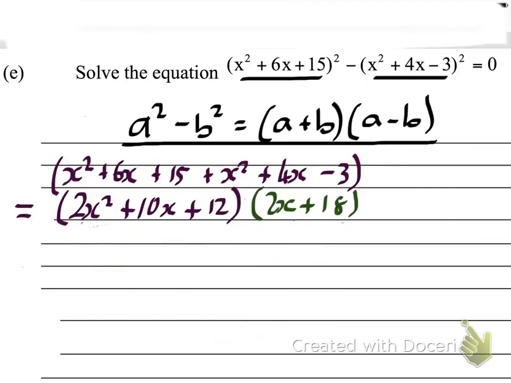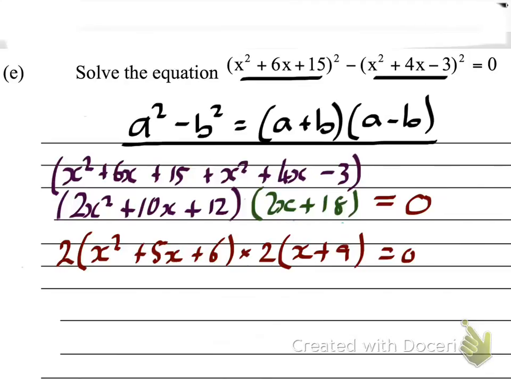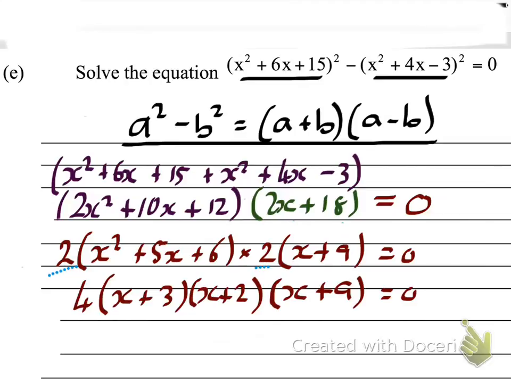Actually, that was the wrong plan of attack. What I should do is factorize it, because it equals 0. We need to factorize it, and then we can solve. So first of all, I'm going to take a factor of 2 out of the first one, and then a 2 out of the second. Factorize the quadratics in the middle, remembering also that 2 times 2 makes 4. So x equals negative 3, or negative 2, or 9.